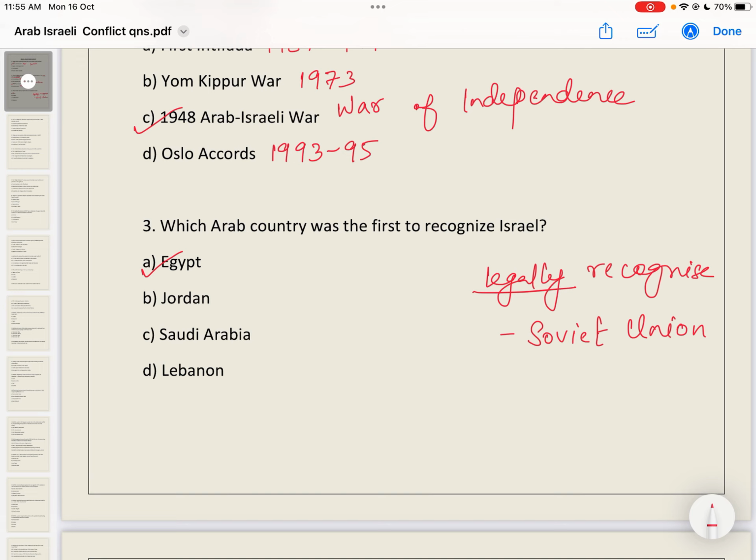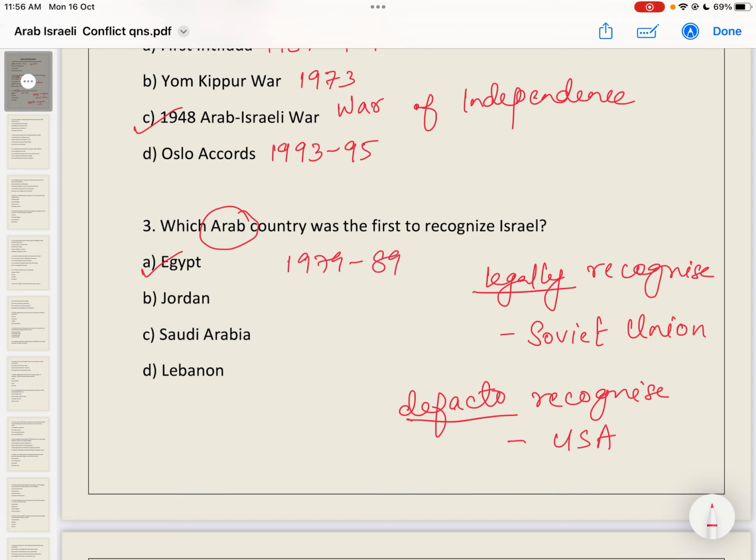The first country to recognize Israel de facto, without any legal basis, was the USA. But that is not what is being asked over here. De facto recognition by the USA, legally first recognized by the Soviet Union, and the first Arab country to recognize Israel was Egypt. Now, this called into question the loyalty of Egypt to the Arab nations, because of which Egypt was in fact kicked out of the Arab League from 1979 to 1989. So this is very, very important. You need to remember this.